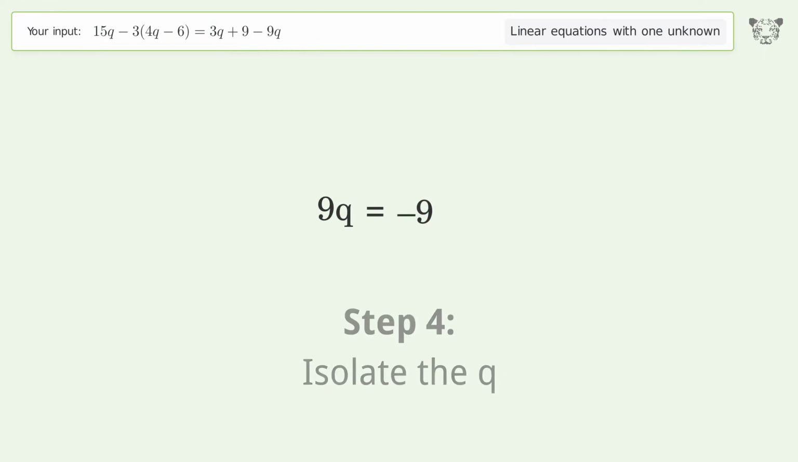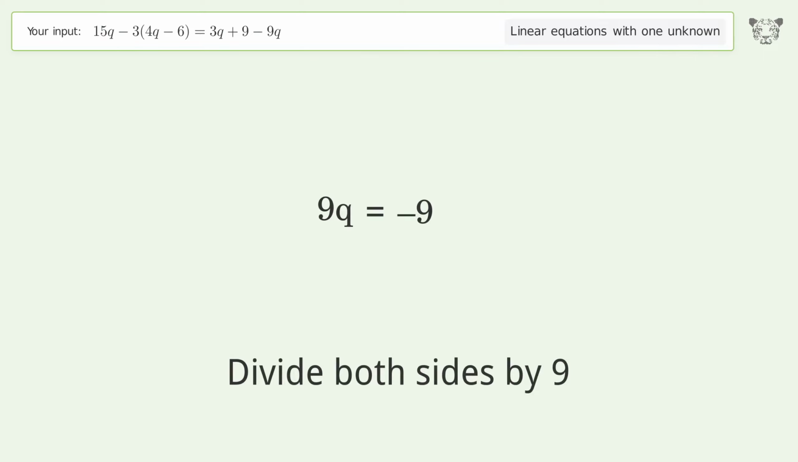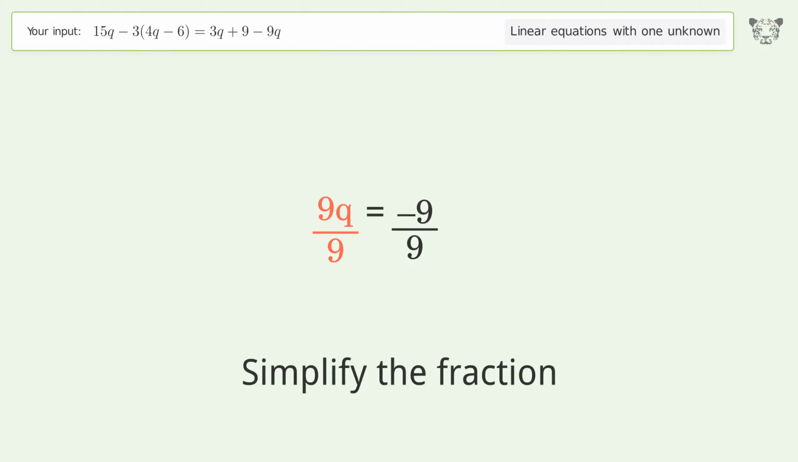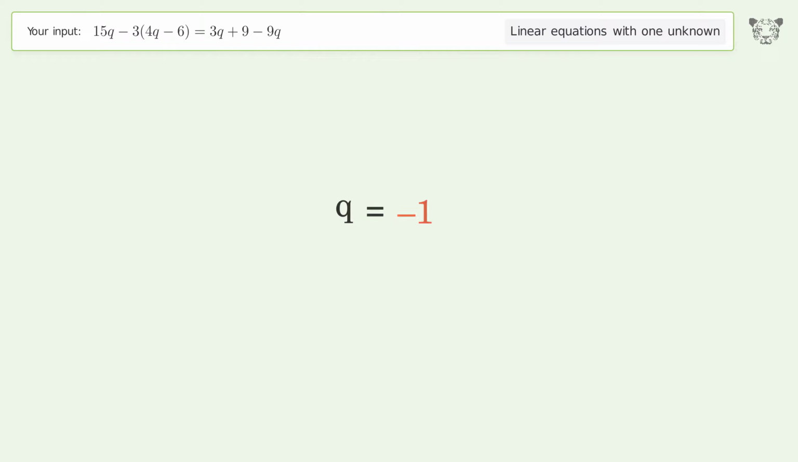Isolate the q. Divide both sides by 9. Simplify the fraction. And so the final result is q equals -1.